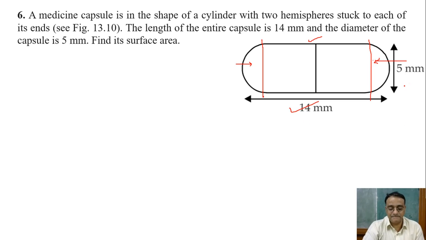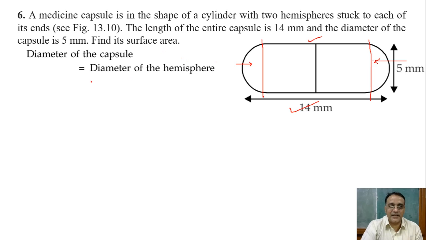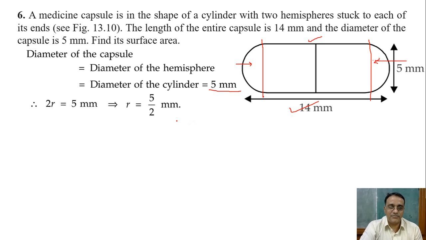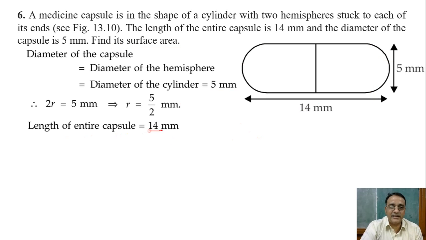Find its surface area. So we'll start with the diameter. Diameter of the capsule is equal to diameter of the hemisphere, diameter of the cylinder also, and both are equal to 5 millimeter. So what is the radius then? 2.5. Yes, write it as 5 by 2 only, 5 by 2 millimeter. Now we have to find the surface area, so I will change the figure a little. The length of the entire capsule is 14 millimeter.